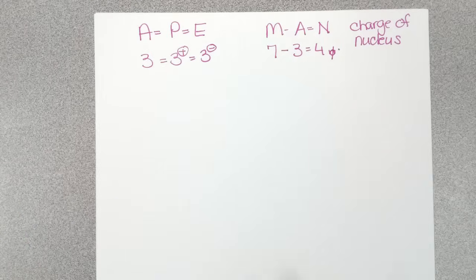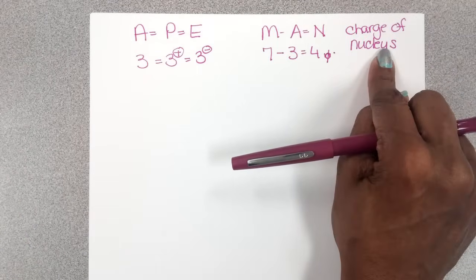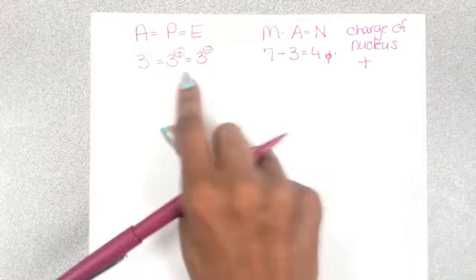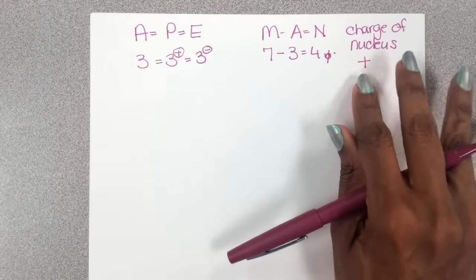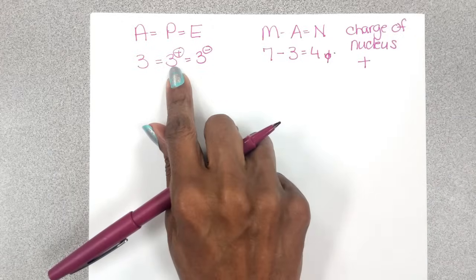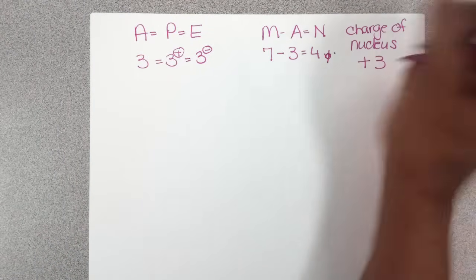Okay. Now the charge of the nucleus. The nucleus is always positive plus the number of protons. The charge is positive, and then the number would be the protons. Okay, so the charge of your nucleus is plus 3.